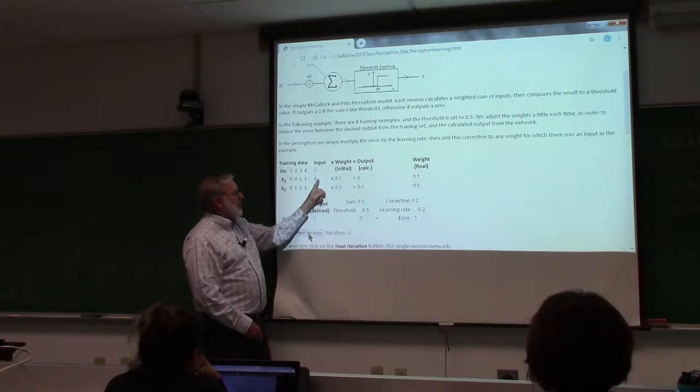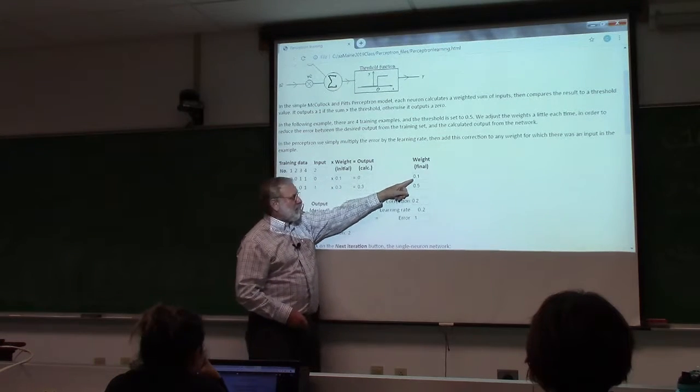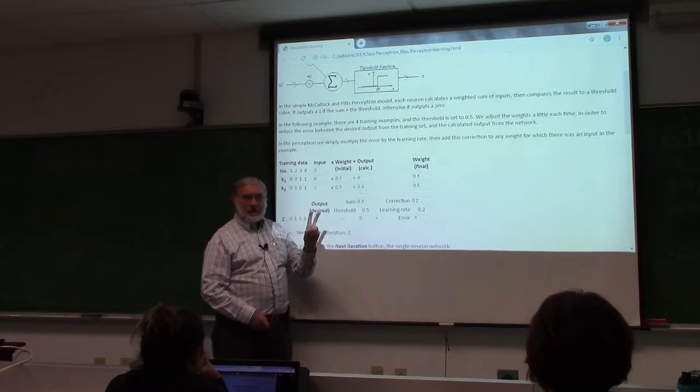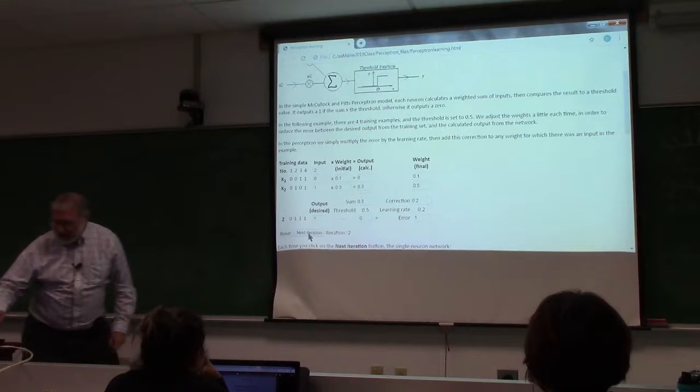This one had 0 input, so it didn't affect anything, so just leave the weight there, okay? So now we have new weights, 0.1 and 0.5. Let's go to the next data set.